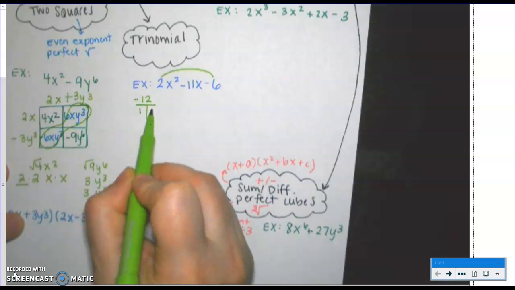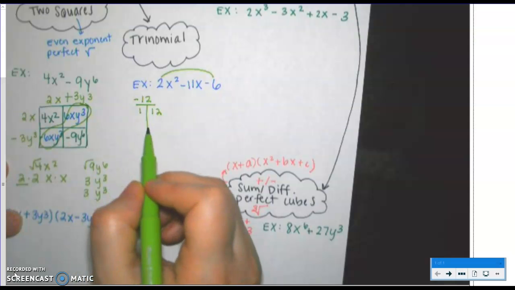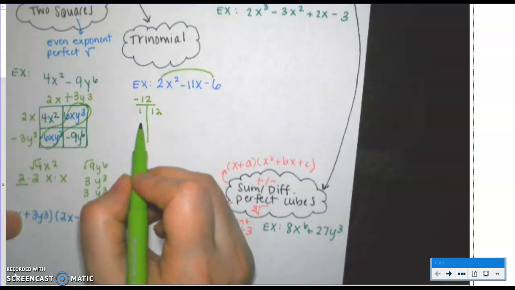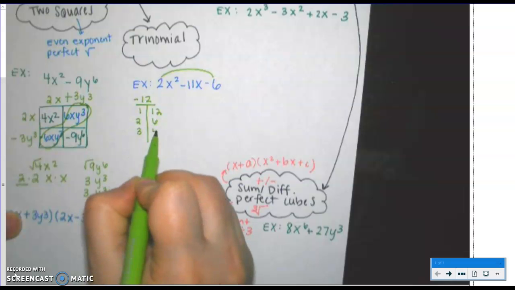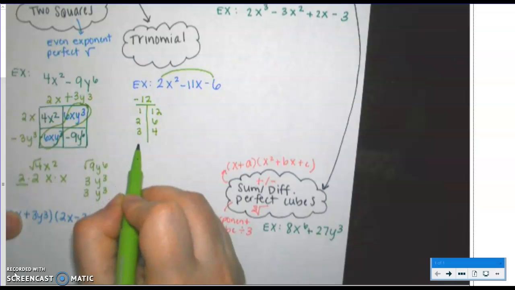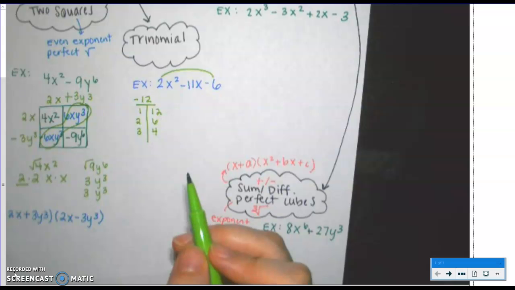So 1 times 12, and then I just go in order, 2, 3, 4, 5, 6, and I skip any integers that don't go in evenly. So 2 times 6, 3 times 4, and then after 3 is 4. I already have 4 on this side, so that means I'm done. My answer is in here somewhere.